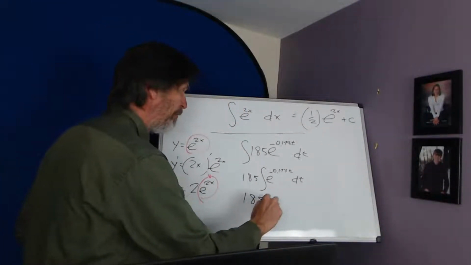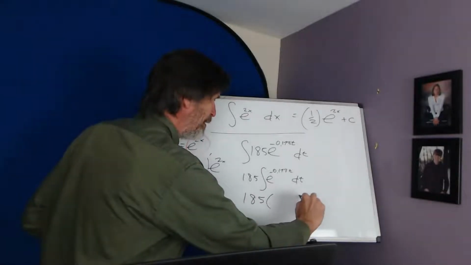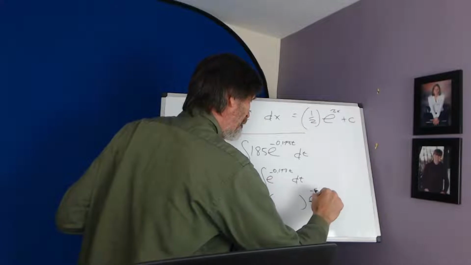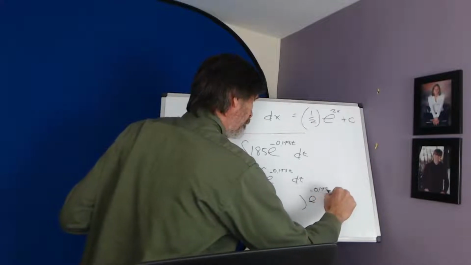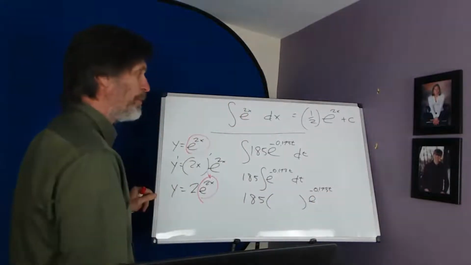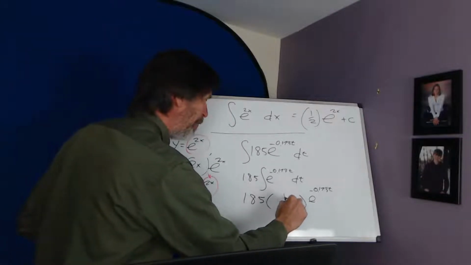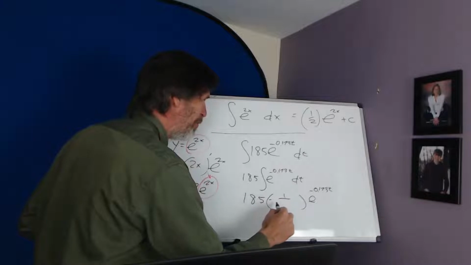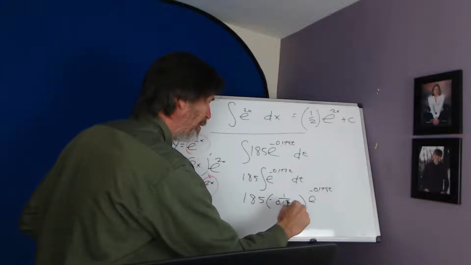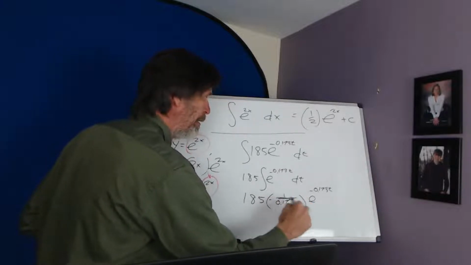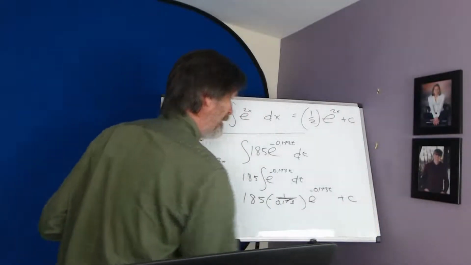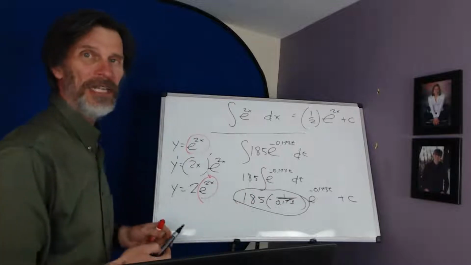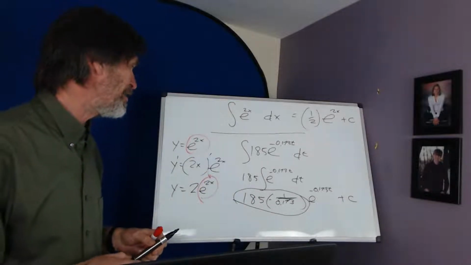We'll keep the 185. Leave a little space here for my new multiplier. Keep the e exactly to that same power. Multiply by the reciprocal of that new power, the reciprocal of the derivative of that power. So 1 over negative 0.173. And then add c at the end. The only work that's left to do is to multiply those two numbers together and find out what that's approximately equal to.